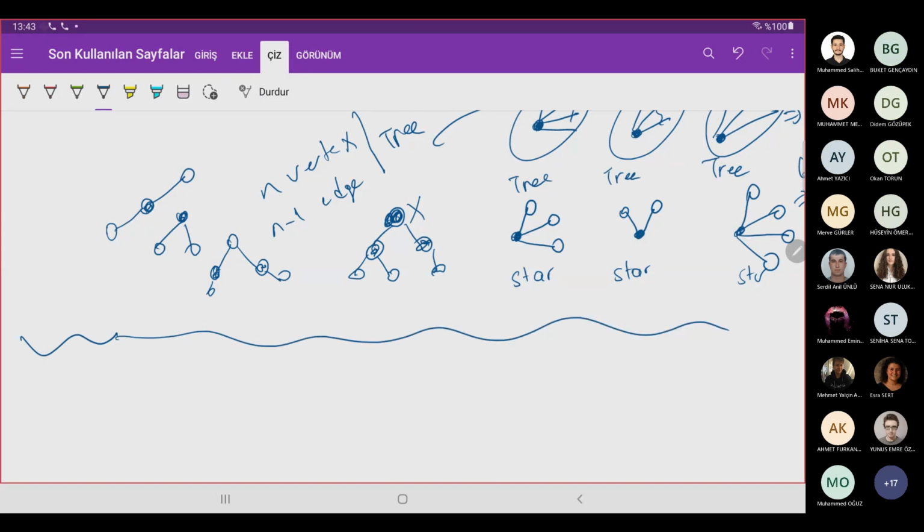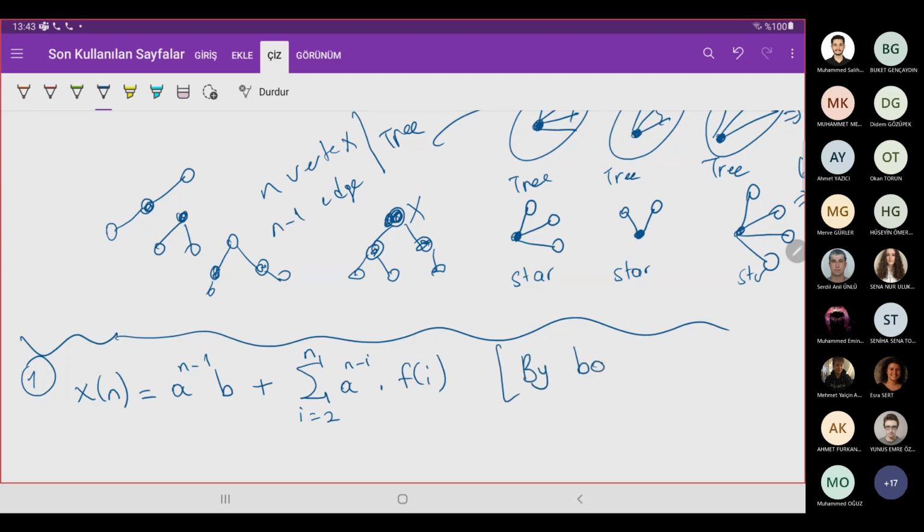Now we will solve some examples. First, x_n is equal to a to the power n minus 1 times b plus summation i from 2 to n of a to the power n minus i times f_i. Solving this by backward substitution.